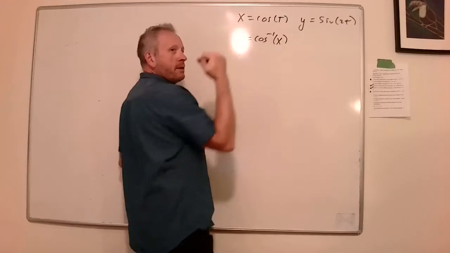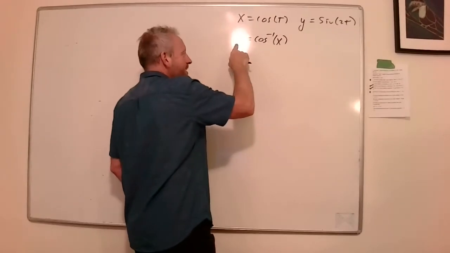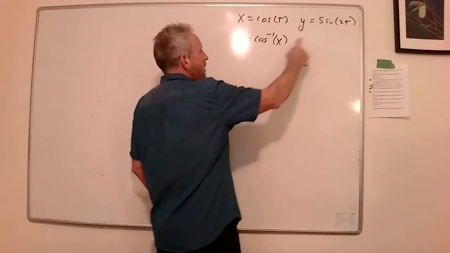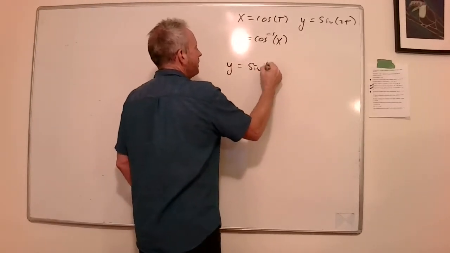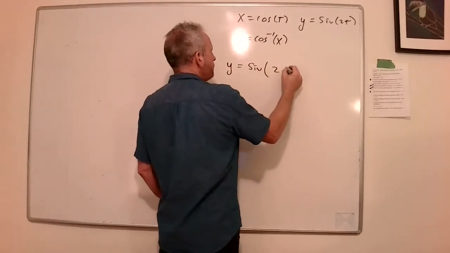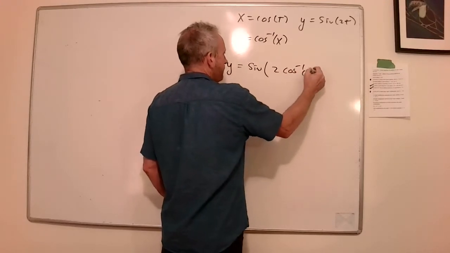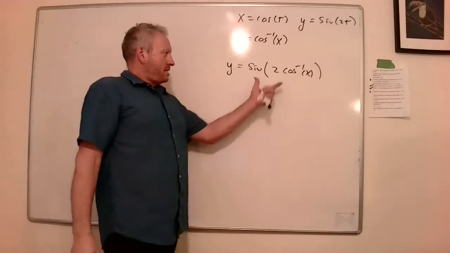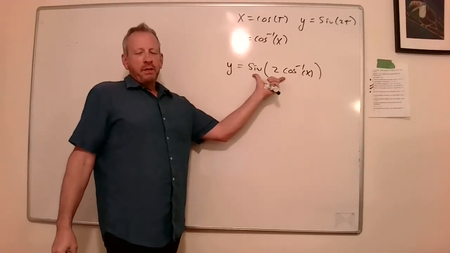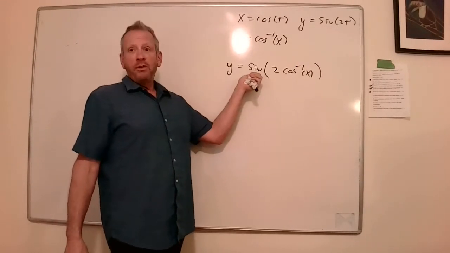That might be hidden in the glare, but t, the letter t, is equal to cosine inverse of x. We'll substitute in there, and we'll get y is equal to sine of 2 times cosine inverse of x, which looks pretty horrible. I would like sine and cosine to wipe each other out. They don't, but if I could turn that into cosine, maybe there's hope.